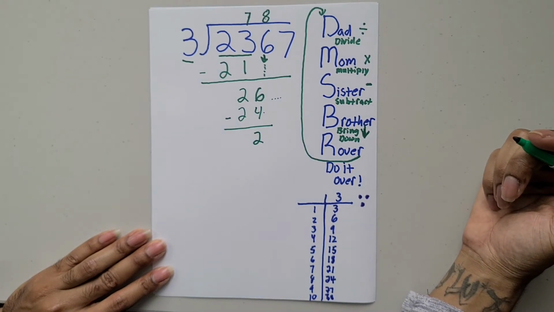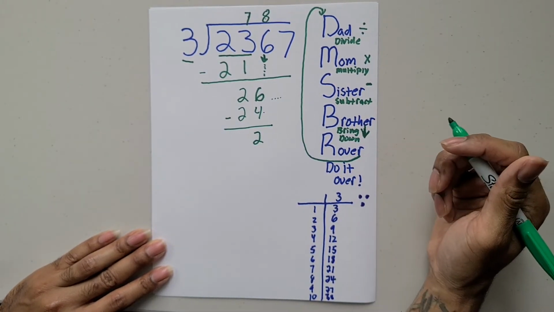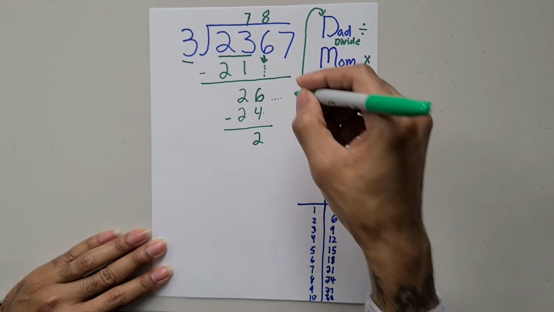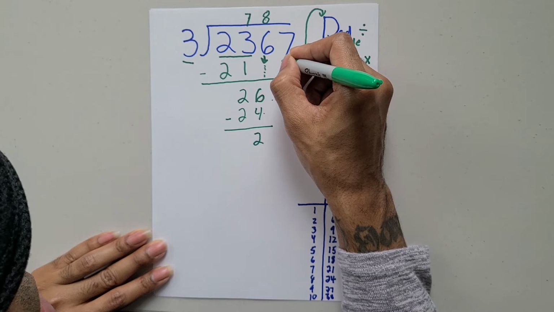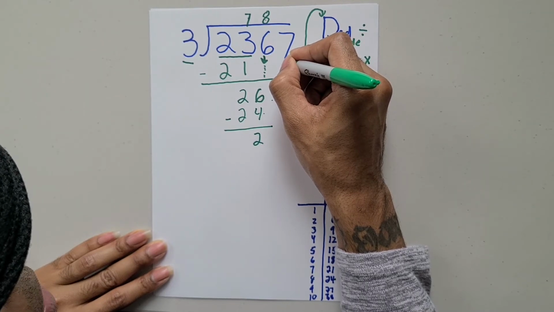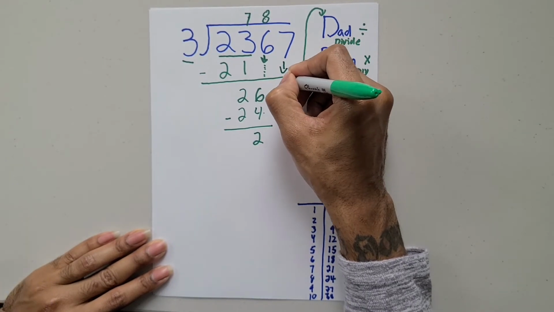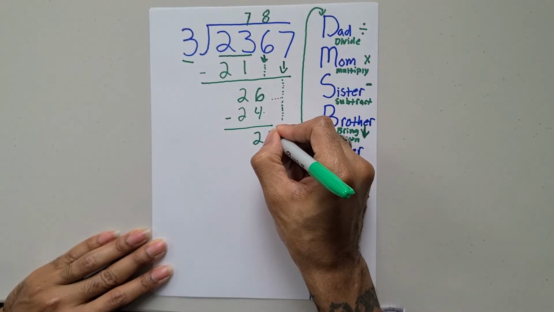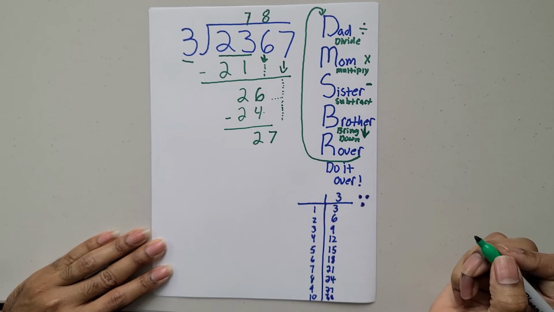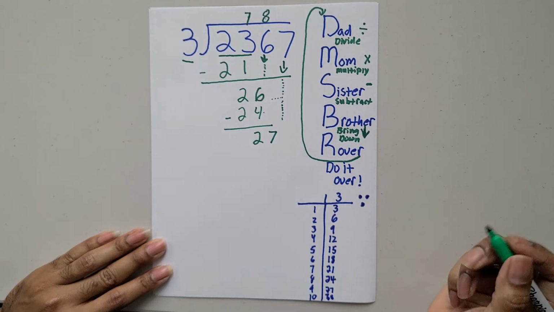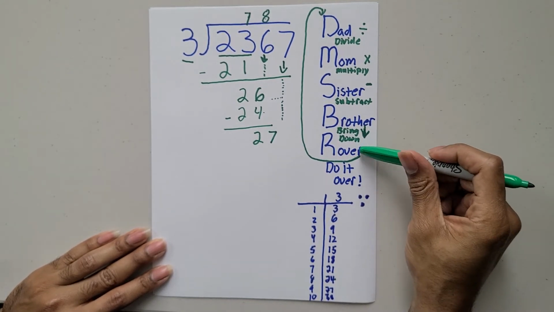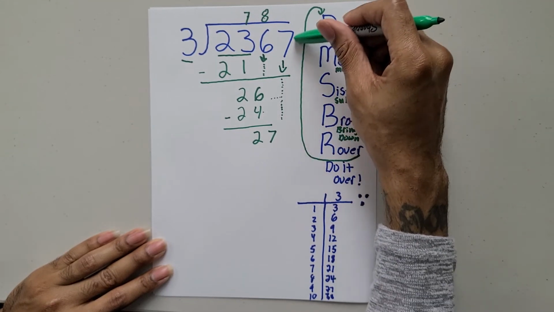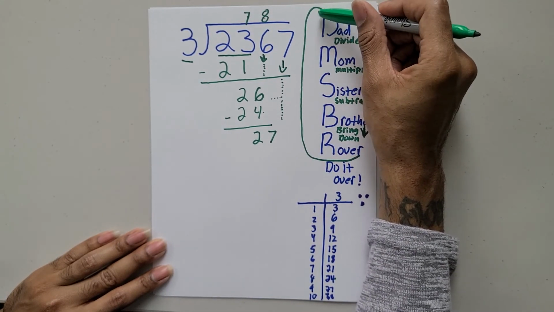Now I can go and talk to my brother. Hey, bro, I need you to bring that number down for me. All right, I got you. And our last available number is 7. So we're going to bring our 7 all the way down. And now we have 27. Now we're going to Rover. And Rover is going to do it all over and go back and start from the very beginning.